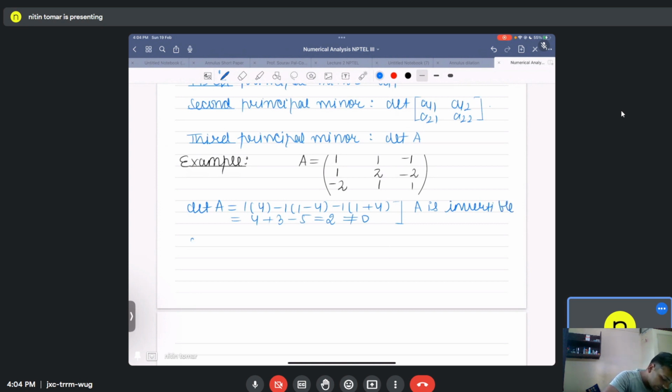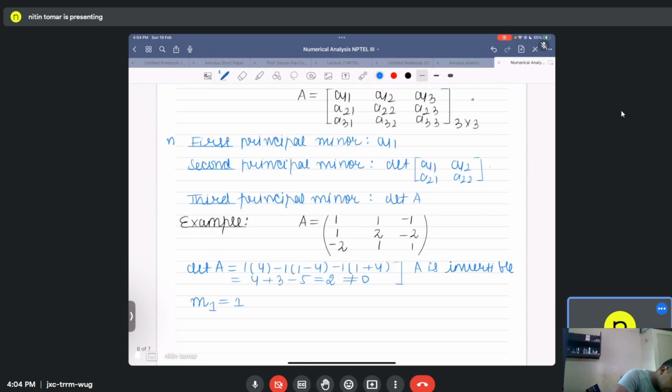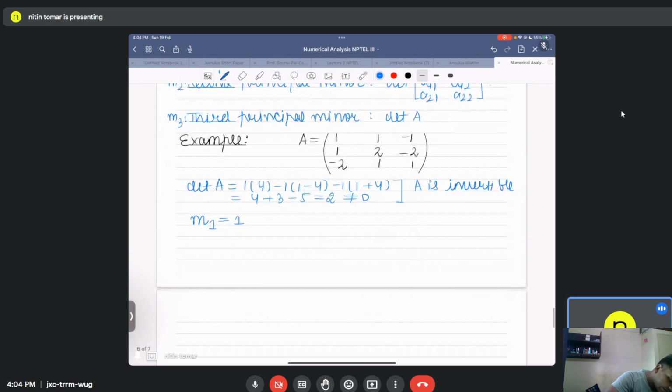Now I will denote the first principal minor by M1. What is M1? 1, right? I will write here M1, M2, M3. And what is M2? 1. So can I say, thus, A has a Doolittle factorization, right?